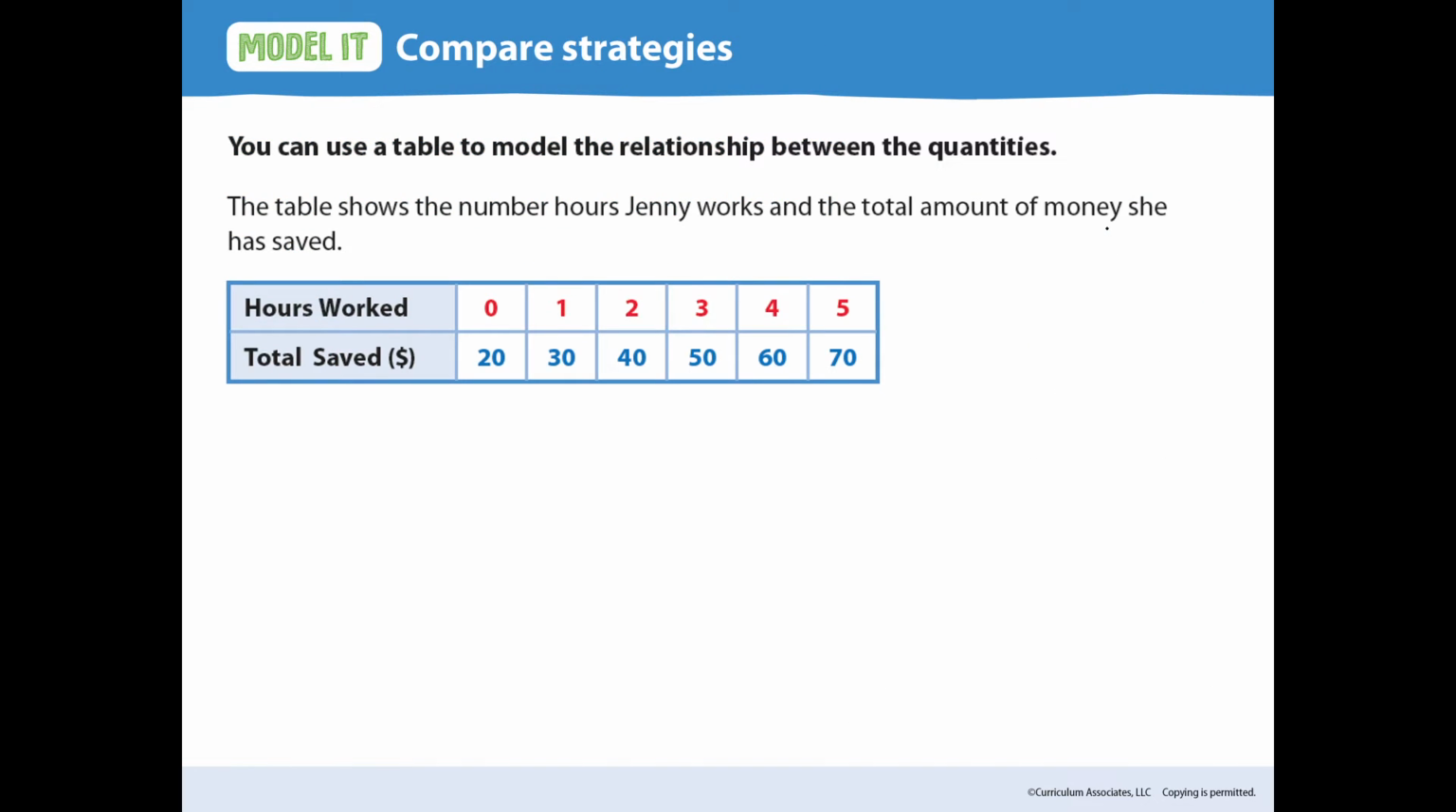Model it. You can use a table to model the relationship between the quantities. The table shows the number of hours Jenny worked and a total amount of money she has saved. So for 0 hours, she has 20, and then we go up by 10 each time she works another hour.